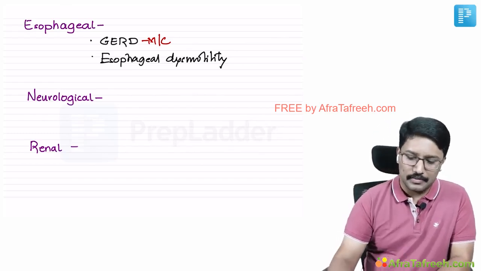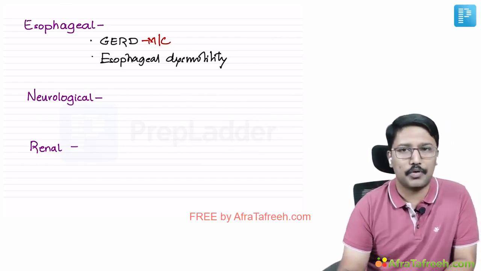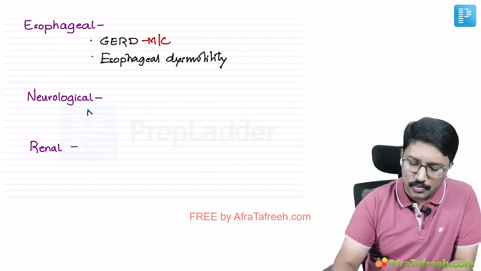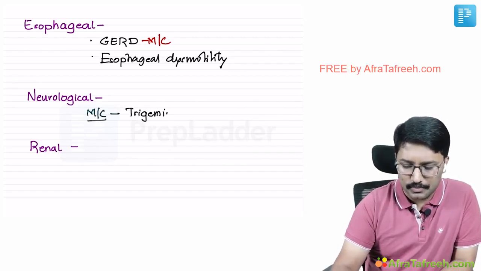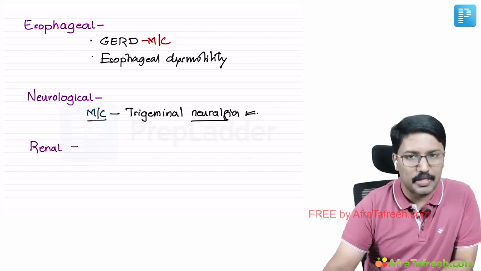But if you look in detail, you might find that patients of mixed connective tissue disorder may develop neurological manifestations. They may have renal manifestations. So what is the most common neurological manifestation? The most common neurological manifestation is trigeminal neuralgia, trigeminal neuropathy. Trigeminal neuralgia, that is the most common neurological manifestation.